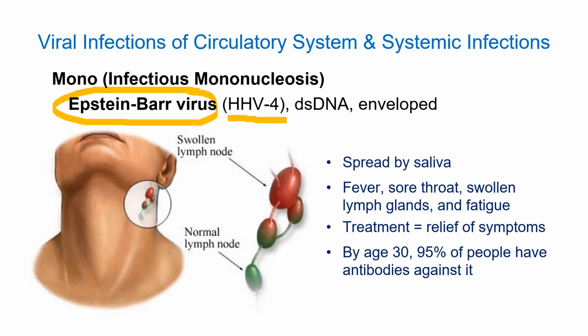So this infects the actual lymphatic system, and so generally when people get infected, they get swollen lymph nodes. So you can see in this picture here, it's showing some swollen lymph nodes. This leads to lots of other symptoms such as extreme fatigue and fever, sometimes a sore throat and things like that. There is no direct treatment for this other than treating the symptoms. Most people have this by the time they're age 30. They've had it one way or another.